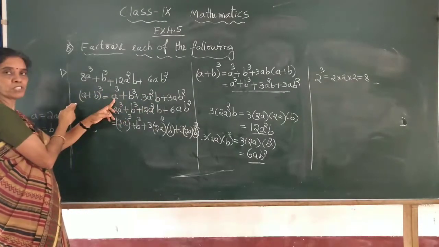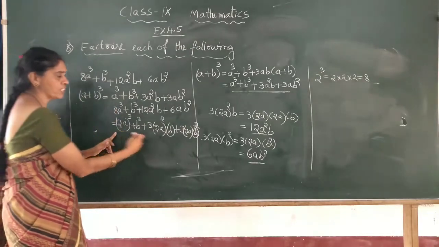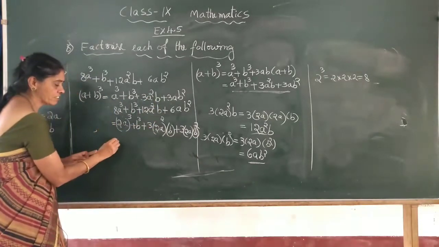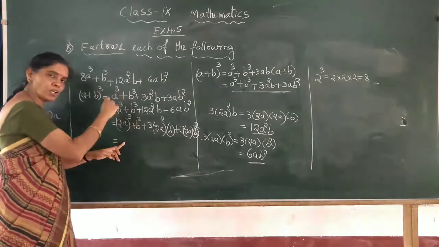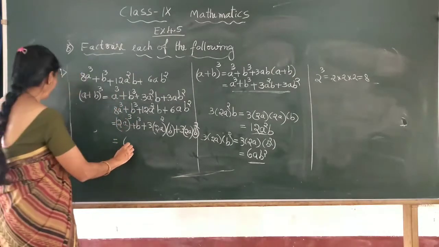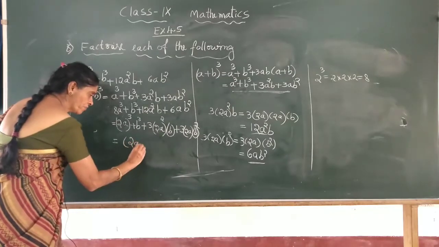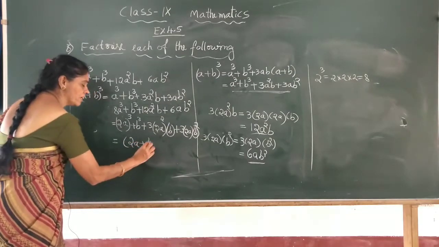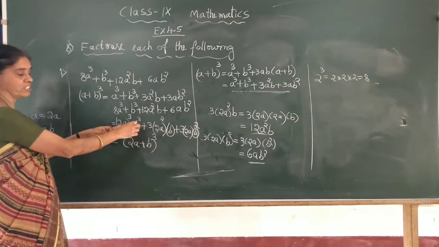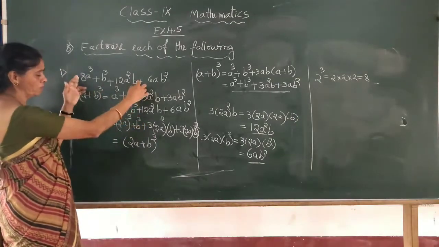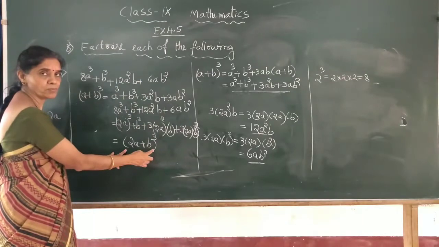It is (a plus b) cube. In the same manner, when I write in the same pattern, the factors are the original first number, a plus b whole cube. But in my problem, a is 2a and b is b only. So I should take it as a whole cube, then only I'll get this answer. So the given problem I changed into a cube.